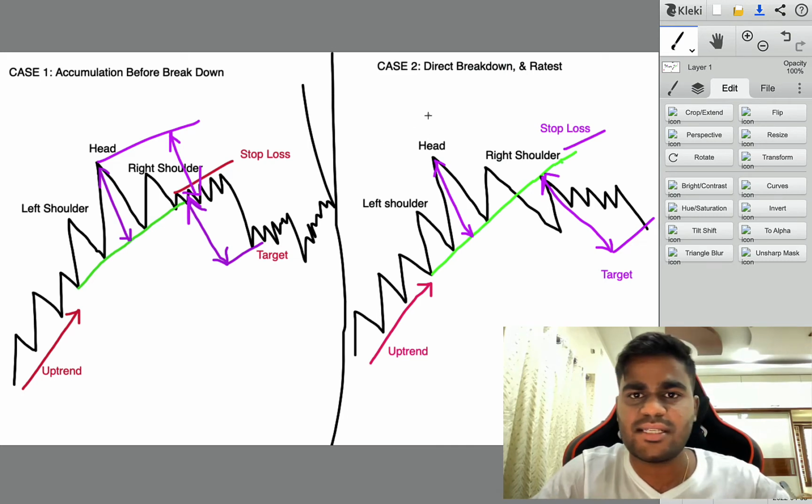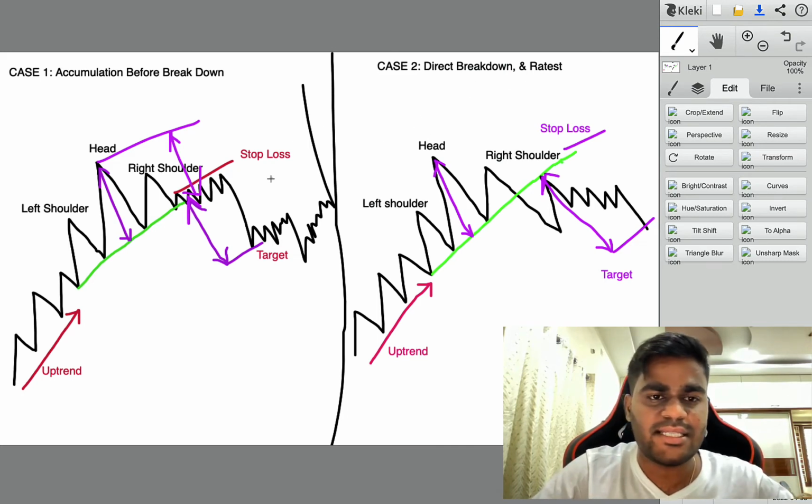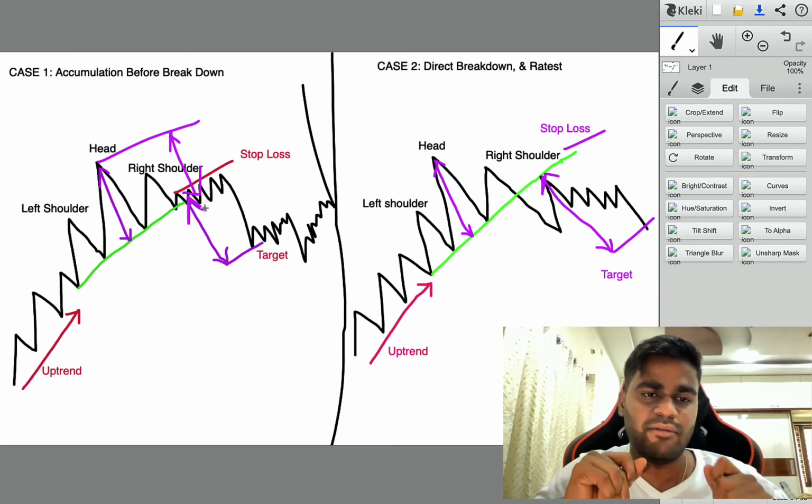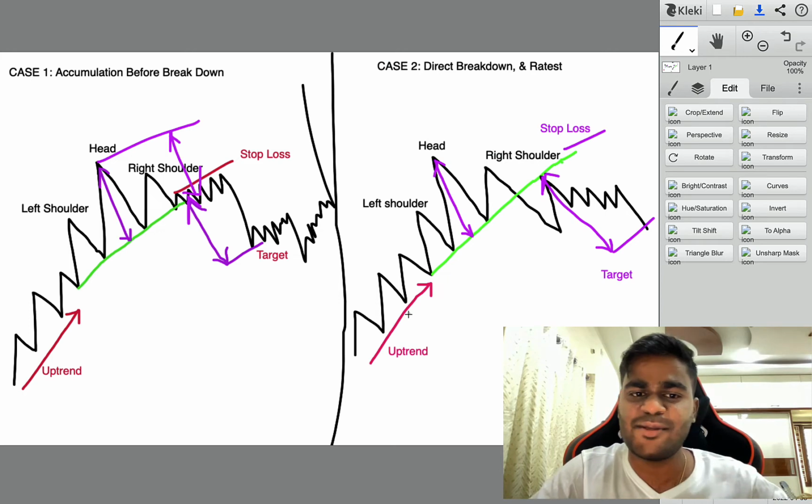Now let's discuss the second one. In the second case, we won't get a chance to enter the trade the same way. In the first case the trade is completely in our hands: it went into an accumulation, we are ready, and whenever it breaks the neck, we'll take the trade. But in this case, you won't get that chance.